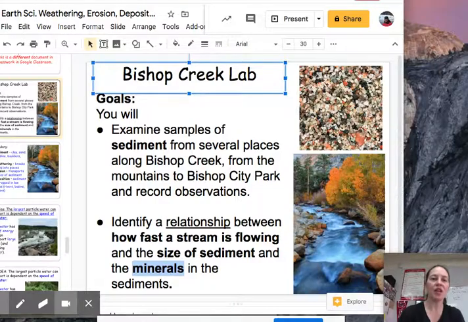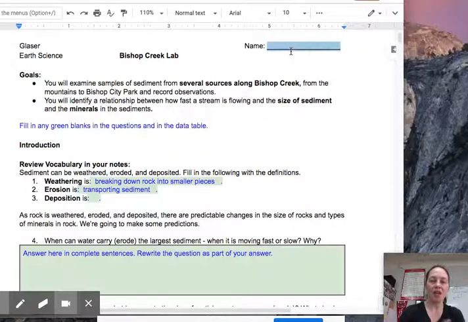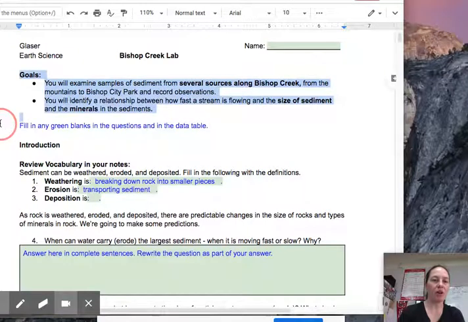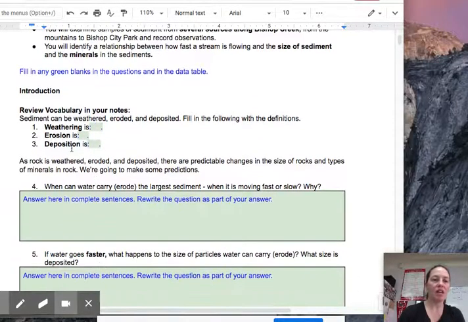So when you go to your lab right here, at the top, this is where you're going to put your name. It's always a good idea to make it clear who's doing it. And then these are the goals that we just went over. Now on here, anytime you come to a green blank, this is where you're going to be filling it in with your own work so that I can see what you've learned. So the next part right here is to review your vocabulary. You can look at your notes or this video, and you're going to be writing down what weathering, erosion, and deposition are, because it says sediment can be weathered, eroded, and deposited.